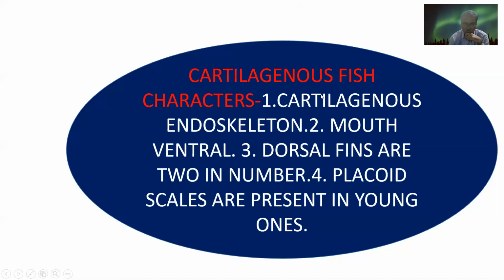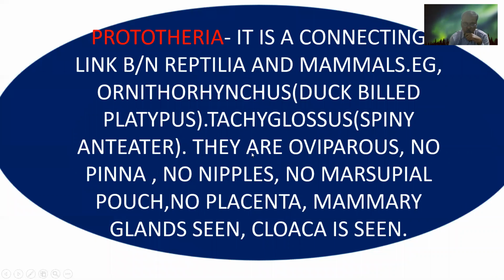The cartilaginous fish features are cartilaginous endoskeleton, mouth ventral, dorsal fins are 2 in number, placoid scales are present in the young ones. Next one, the last one, is the Prototheria.